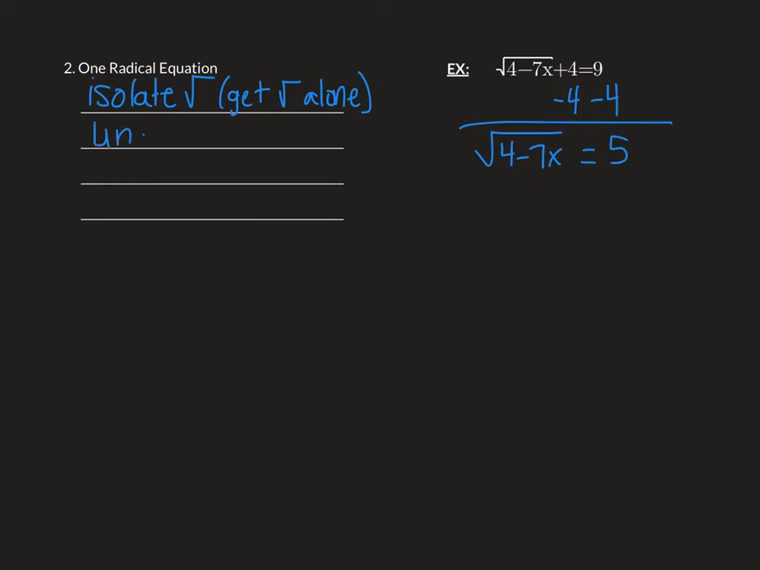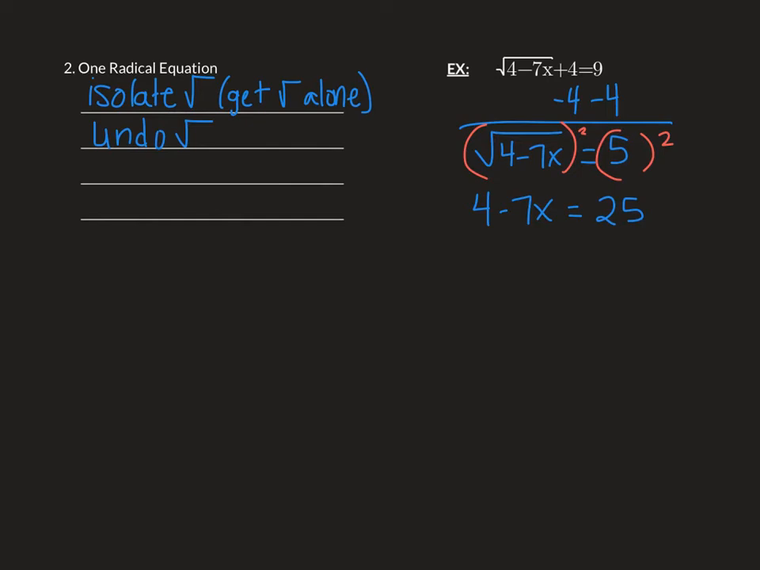Okay, first step. Well, the second step is not any different than before. So now I'm going to undo my radical. Same way I undid the radical before. To undo a square root, we square both sides. So I'm going to square both sides. And that leaves me with 4 minus 7x equals 25. So I've undone the radical. Now it's just a normal algebra equation.